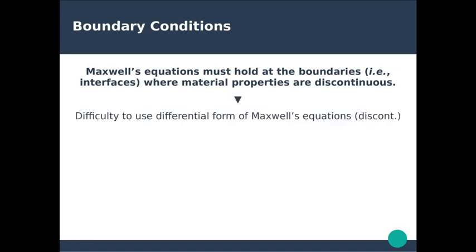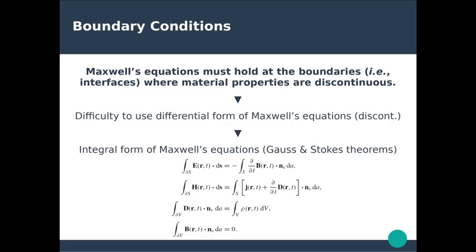So what's the deal here? We cannot necessarily use the differential form of Maxwell's equations. It's very difficult because of the discontinuity of the mathematical form of these equations in their differential form. So we have to use the integral form of Maxwell's equations, which is way more convenient. You can transform the differential form of Maxwell's equations into their integral form using a combination of the Gauss and Stokes theorems. And these are simply the time-dependent Maxwell's equations in their integral form.